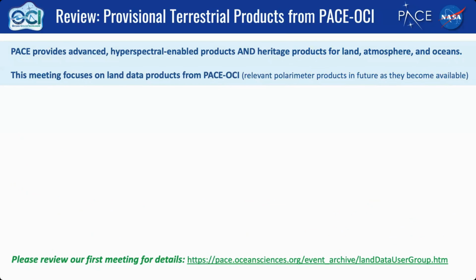The PACE mission provides 2 kinds of data products. We have both advanced hyperspectral enabled products that take advantage of OCI's capabilities, and we also have heritage products for land, ocean, and atmosphere. So PACE is really a cross-disciplinary observation platform. And this meeting is focusing on the land data products from the PACE OCI instrument. We'll probably talk about polarimeter products in the future as they become available.